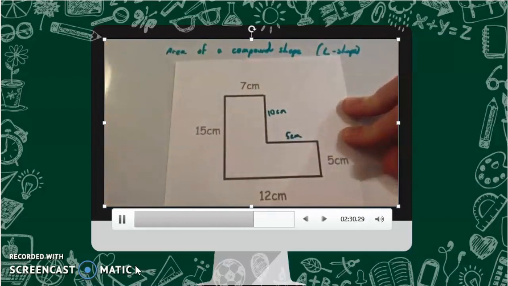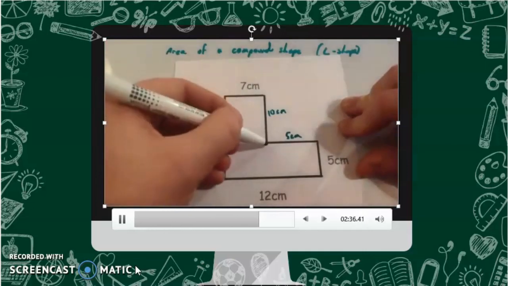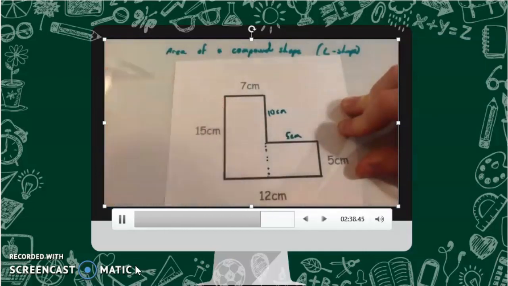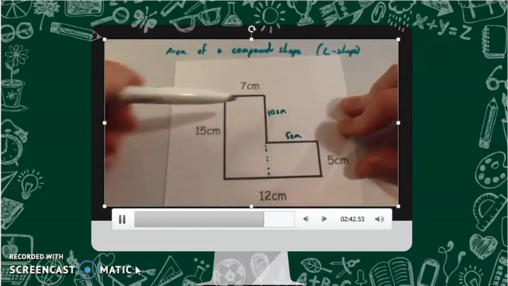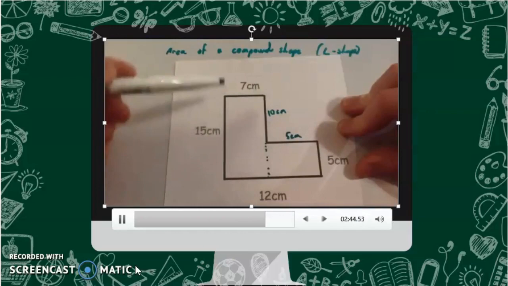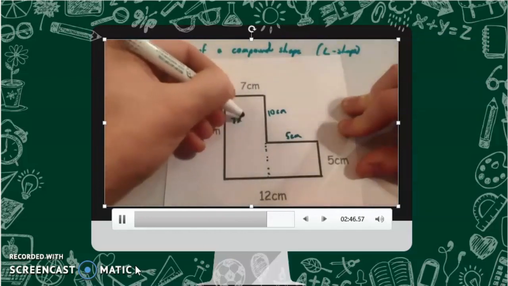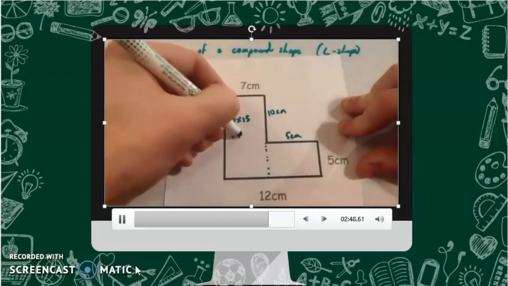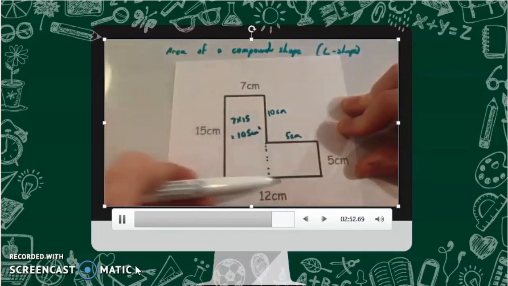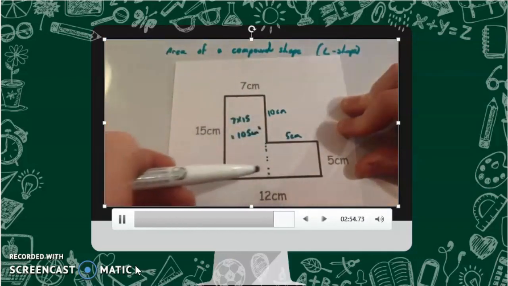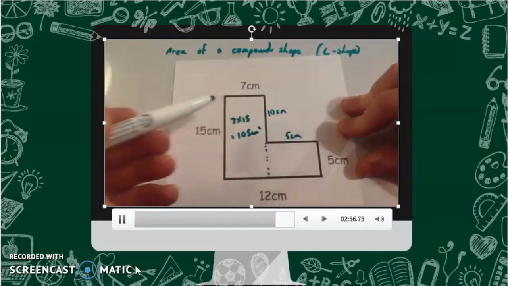Okay, now what we're going to do is split it, and again, it doesn't matter which way you split as long as you make sure you multiply the right numbers. This time we're going to split the thing vertically. Okay, so this rectangle here, we have got 7 as the width, the length is 15, so you do 7 times 15, which equals 105 centimeters squared. Notice I didn't use the 12 on the bottom because the 12 isn't the width of this, it's 7.